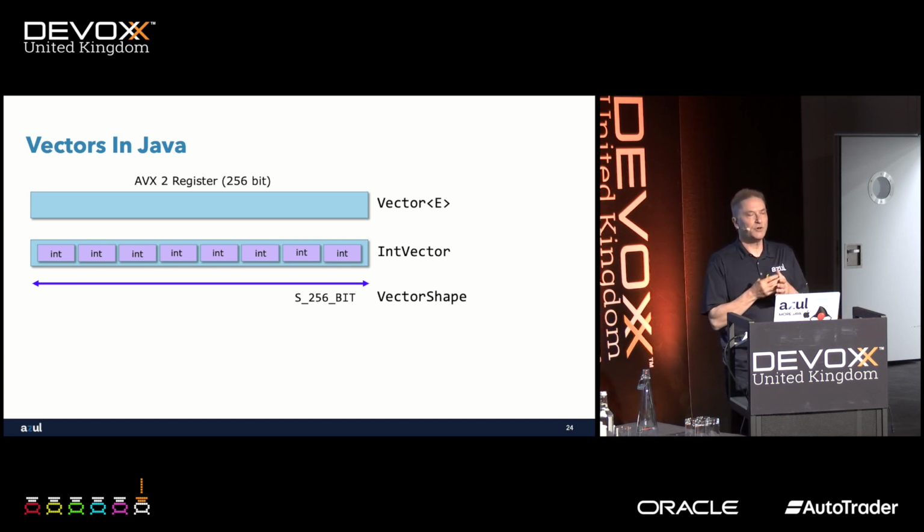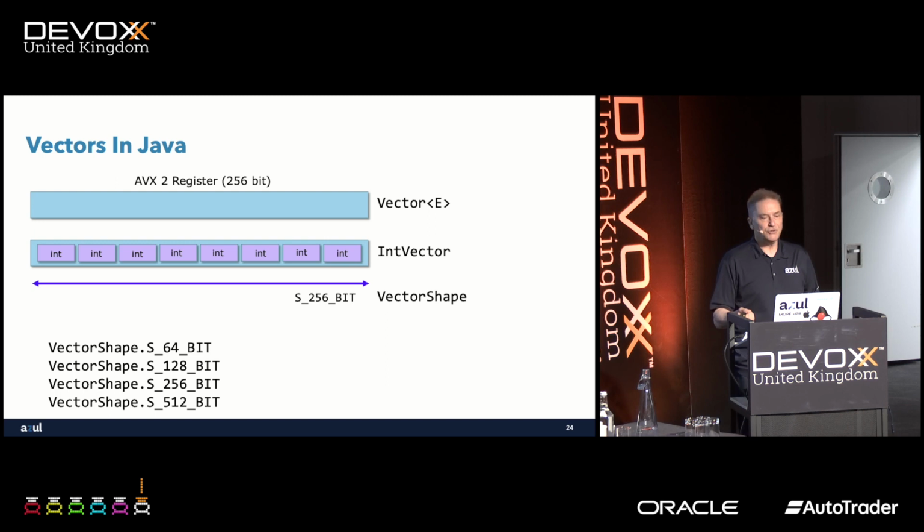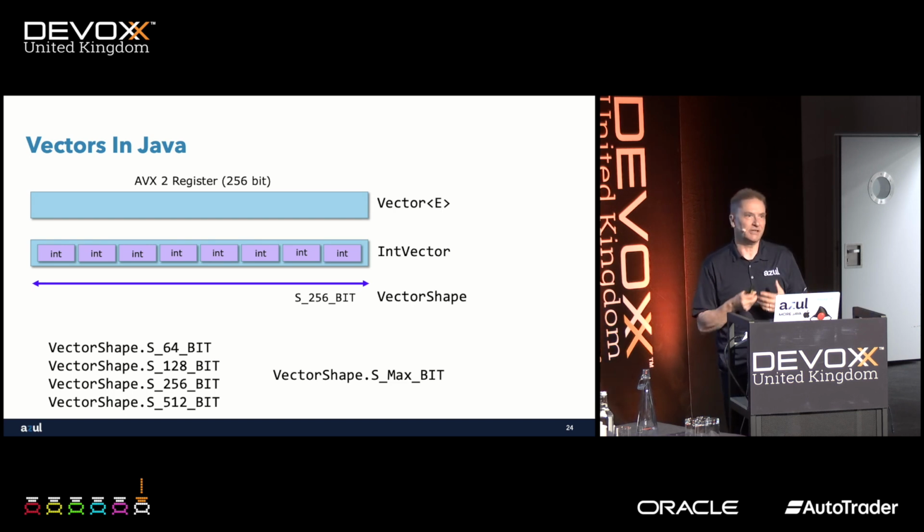And as you can see here, because we have a 256-bit wide register, what we end up with is a value which is s_256_bit. Clearly in Java, you can't start a variable name with a number, so we have to put s_ in the front of it, just to simplify things. In terms of the values that you can get for a vector shape, or really size, we have 64, 128, 256, and 512-bit. And then we also have one which is max bits. So that would represent the maximum size that we have available to us.